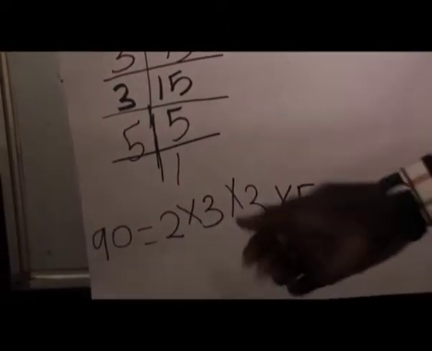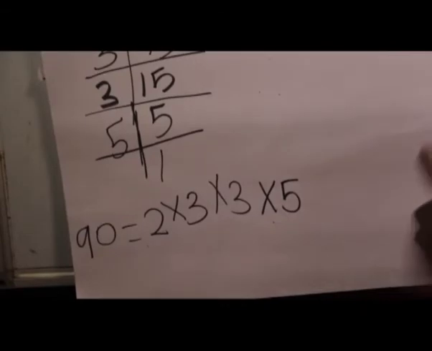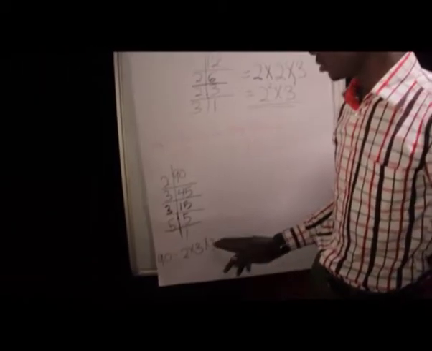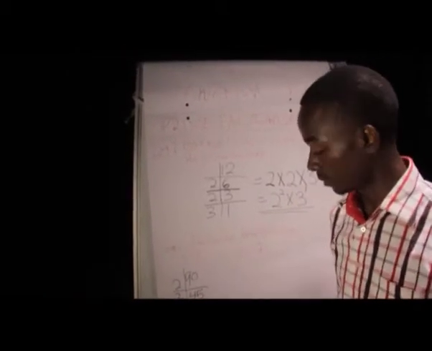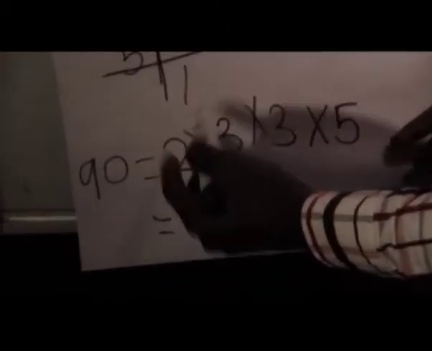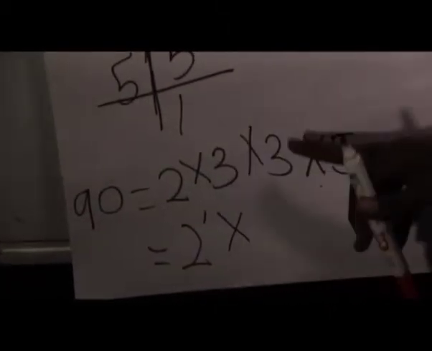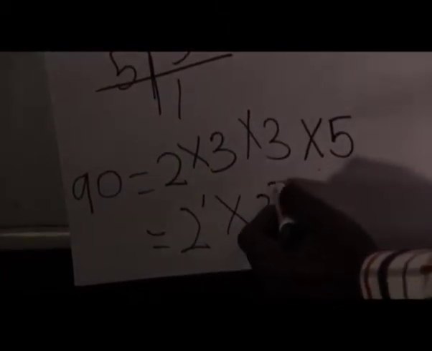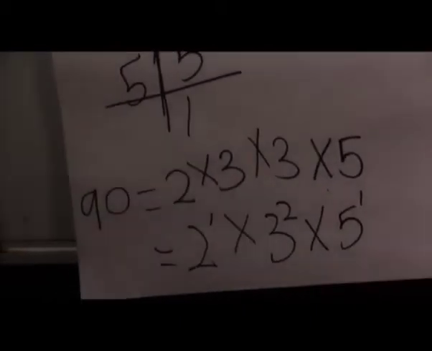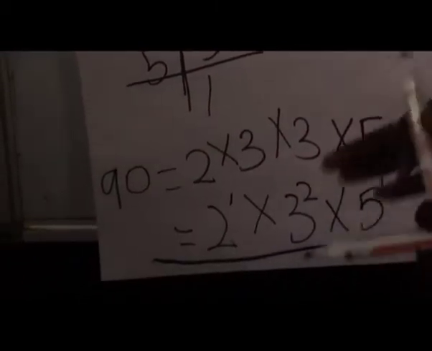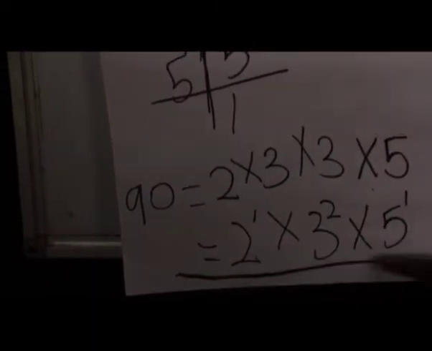But when you look at these numbers, there's a number that is repeated, and that number is 3. So what do I do after that? When I see a number that is repeated, I can decide to put either a square or a cube, depending on the number of times that number has been repeated. So in this case, since the 2 is only there once, I can write it as 2 power 1 times the 3 is there 2 times, so I can write it as 3 power 2. The 5 is there 1 time, so I can write it as 5 power 1. So this is my final answer. I have expressed 90 as a product of its prime factors. So this is my answer.